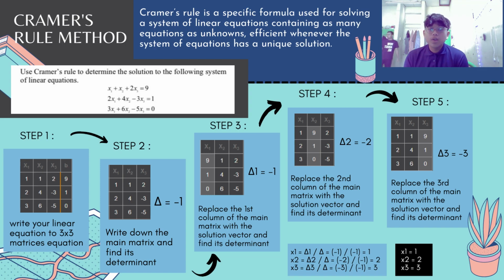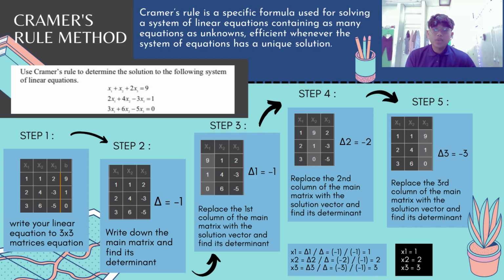The first step is to write your linear equations as a 3 by 3 matrix equation. The next step is to write down the main matrix and find its determinant. So the determinant for the linear equations is -1. Step 3, replace the first column of the main matrix with the solution vector and find its determinant. So the first determinant is -1.